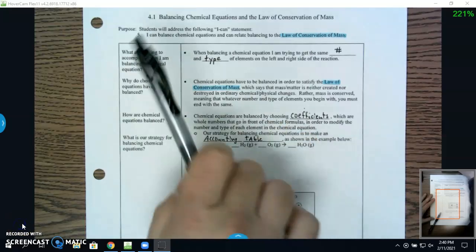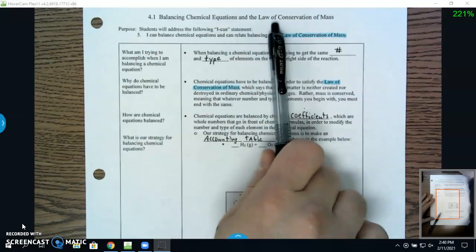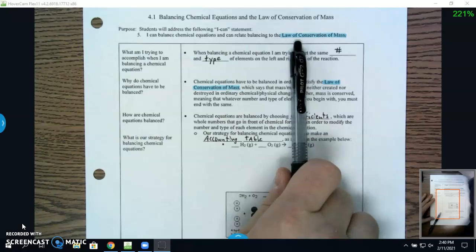Today you can see we're going to be balancing chemical equations, and we'll learn about how that relates to the law of conservation of mass. A lot of times in 9th grade physical science, teachers might teach you how to balance chemical equations, but they might not relate it to the law of conservation of mass, so I want to make that connection real strong here.